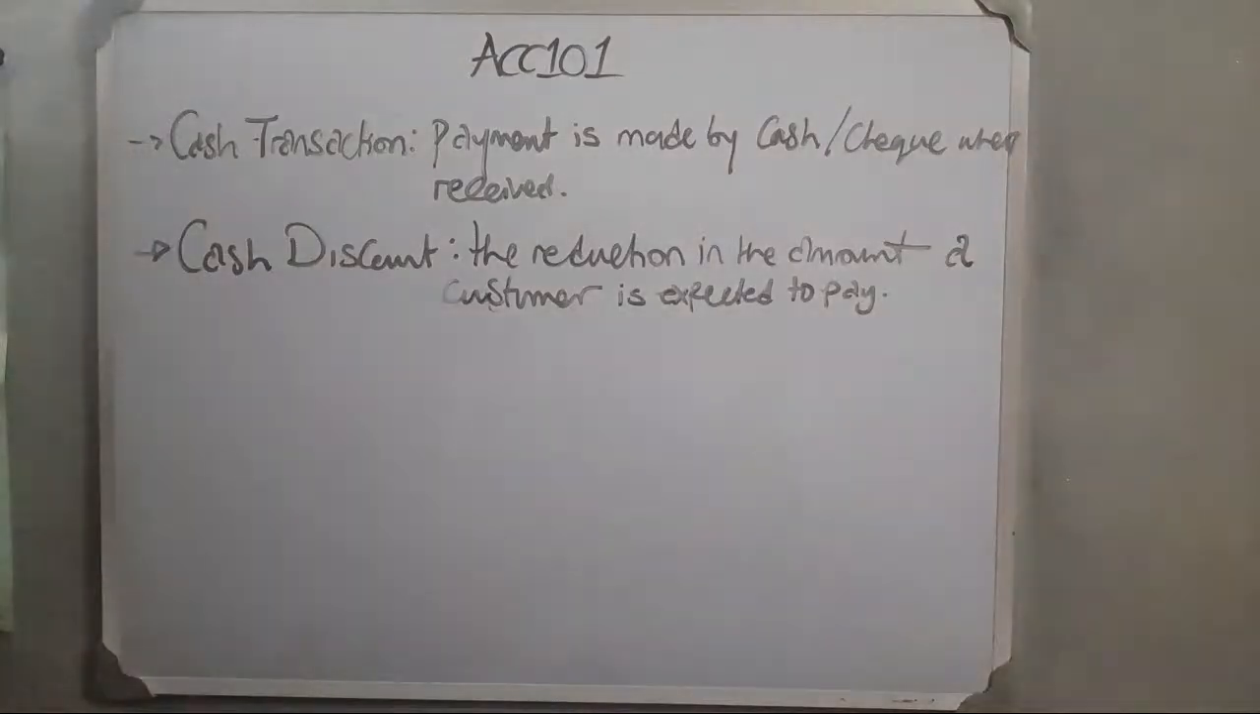A customer is expected to pay. So we have that as that. Now there's something called the invoice. When we say the invoice, what do we mean? The purpose of the invoice is primarily to inform the buyer how much is owed for the goods supplied by the seller. It is not a demand for payment. That's the purpose.